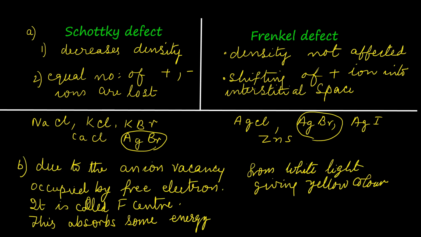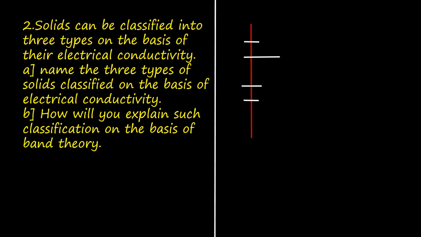Now the answer for section B. Due to the anion vacancy occupied by a free electron, which is called F center or Farb center, the center absorbs some energy from white light giving yellow color. I hope this is clear. Next question. Solids can be classified into three types on the basis of their electrical conductivity.